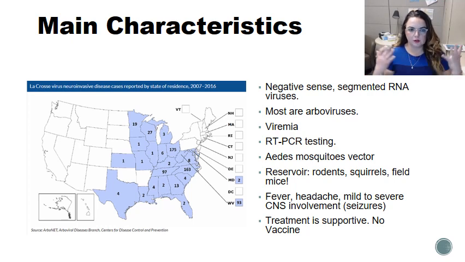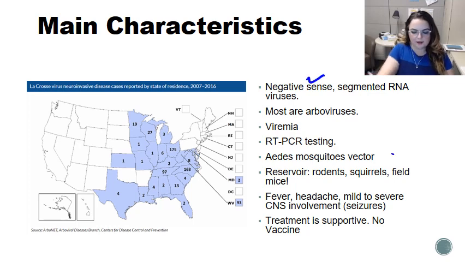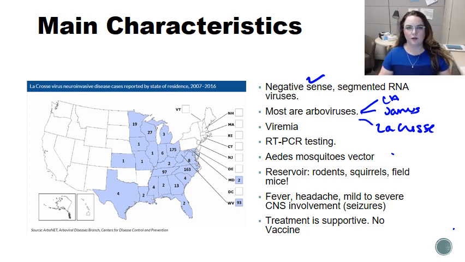Okay, so first things first, structure. All of the Bunyaviridae, whether they have an arthropod or not, are negative sense segmented RNA viruses. Most of the Bunyaviruses, as I mentioned, are arboviruses, particularly the three that we're talking about in this video: California, Jamestown, and La Crosse. That means they're zoonoses, but actually all of the Bunyaviruses are zoonoses because they all have some association with rodents, squirrels, and mice. They have a very similar viremia and progression to the Flavi and Toga viruses that we talked about in host defense, host response. So they can act very similarly to them.